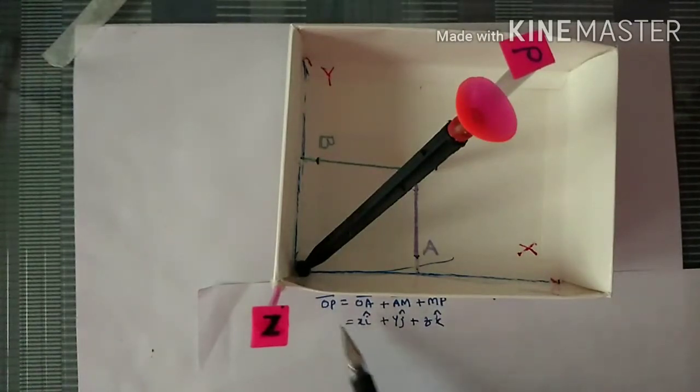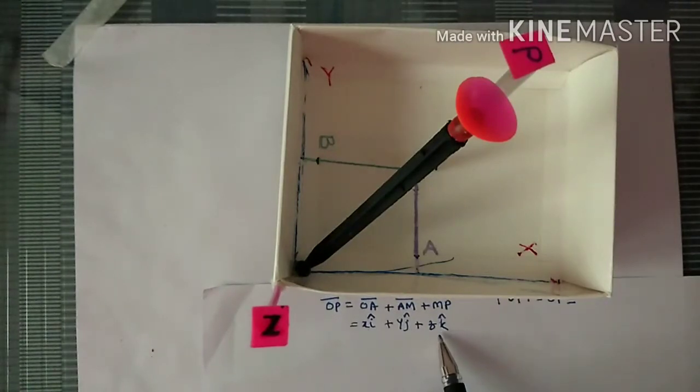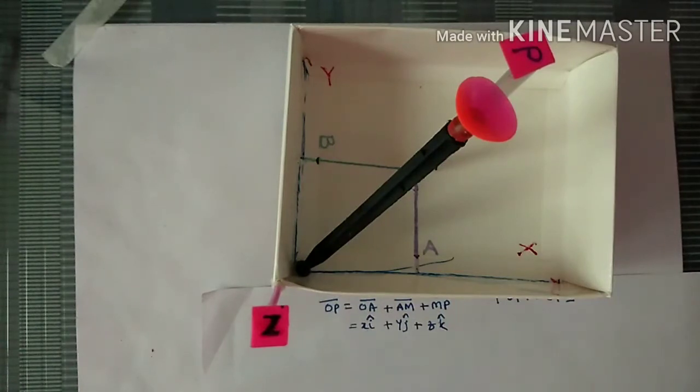So the position vector of P is x i plus y j plus z k, where x, y, z are the coordinates of P. So if we know the coordinates of P, we can write the position vector. If P is x, y, z, then we just have to write i, j, k with the x, y and z coordinates respectively and add them. So OP bar is x i plus y j plus z k.